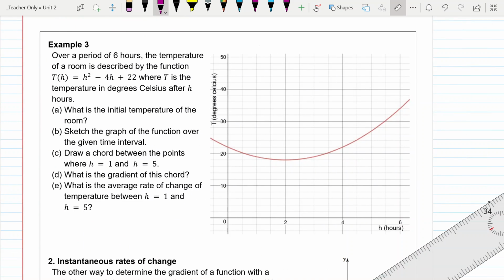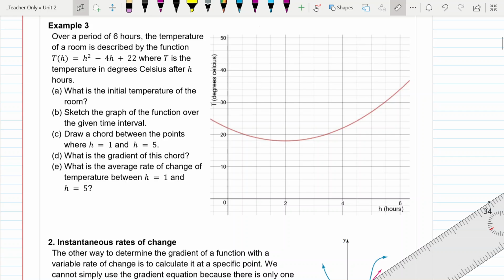All right, let's have a look at this now. Okay, so the graph on the right-hand side is a description of the temperature in a room over a period of 6 hours. If I was just looking at it and telling a story, at the start it's around about 22 degrees. The temperature then declines after 2 hours to around about 18 degrees. It then begins going up again.